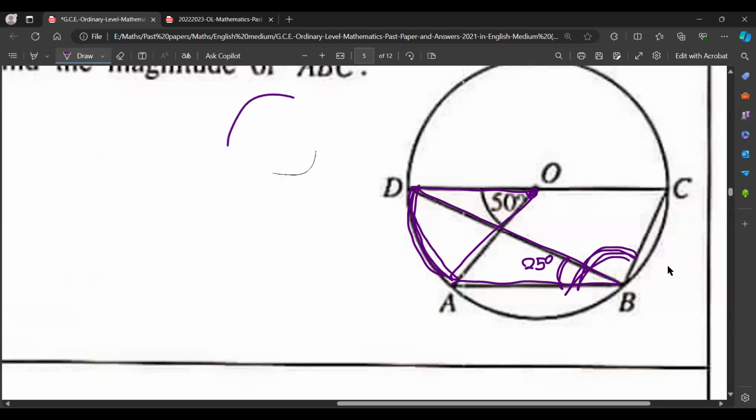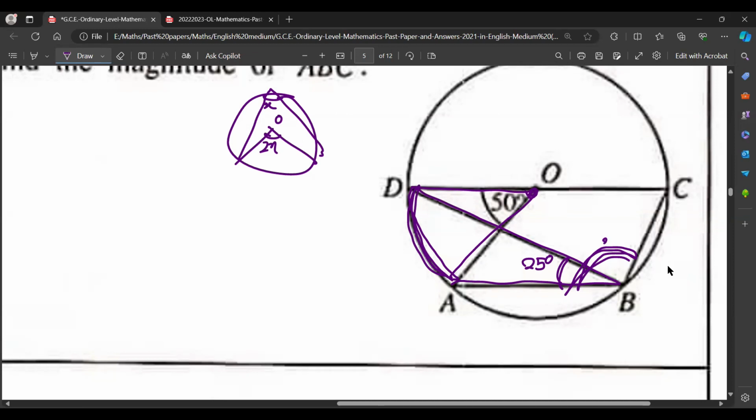Clear? Normally you are familiar if they are asking like this, okay? Here the angle at the center, here the angle at the circle. Like that one, okay? If this one is x, this one is 2x. Like this one, this value 50 should be double of this one. Now how to find this one? You know, they are asking ABC.